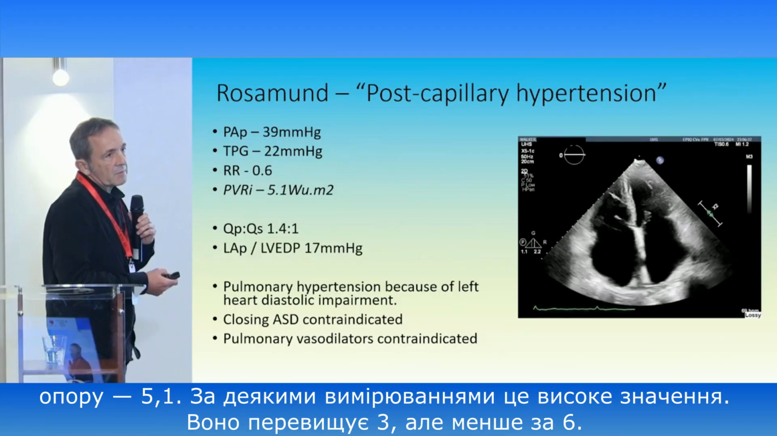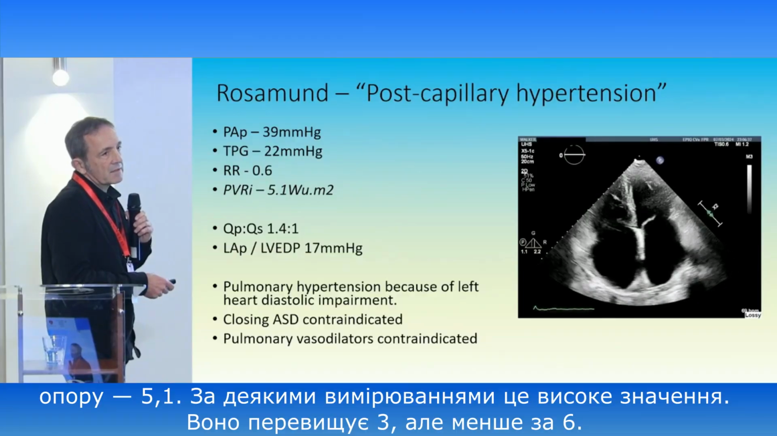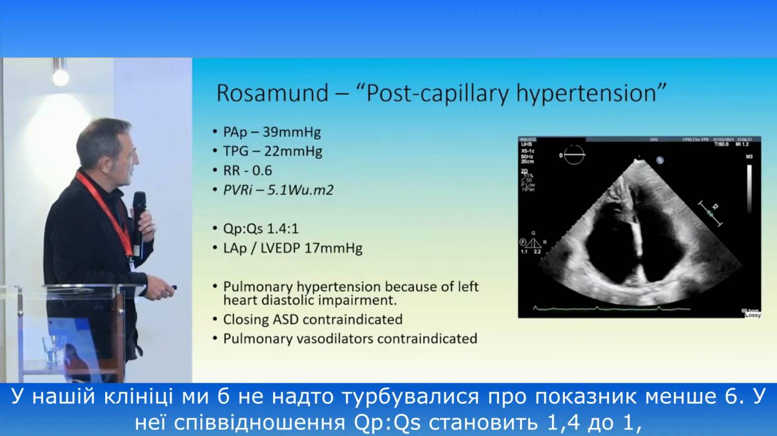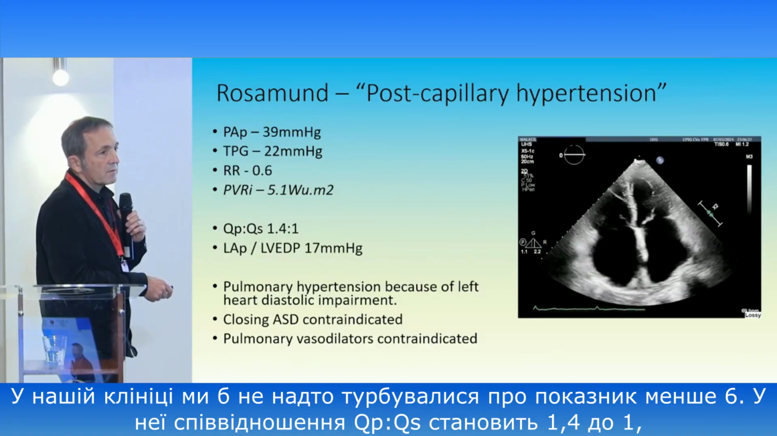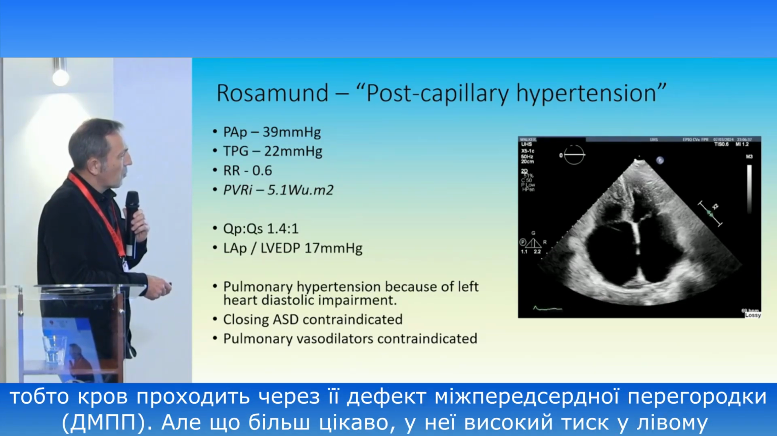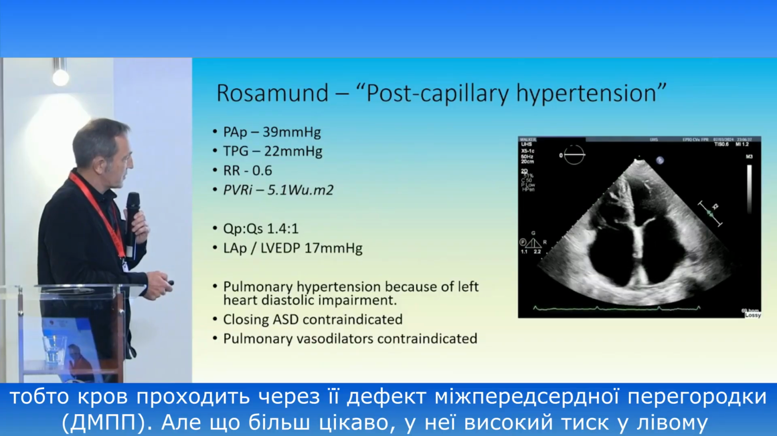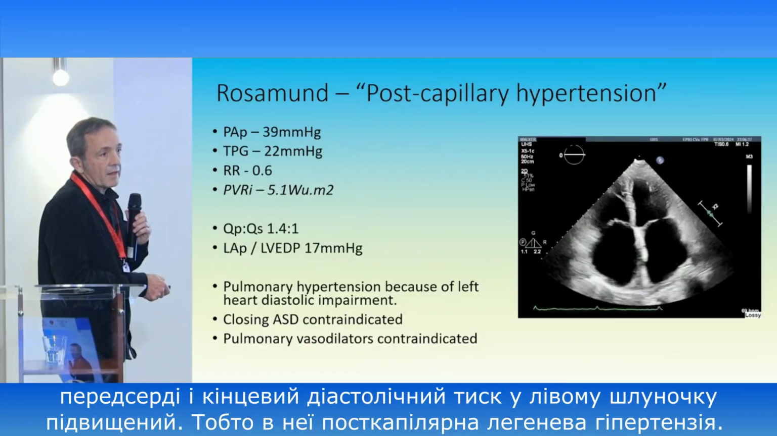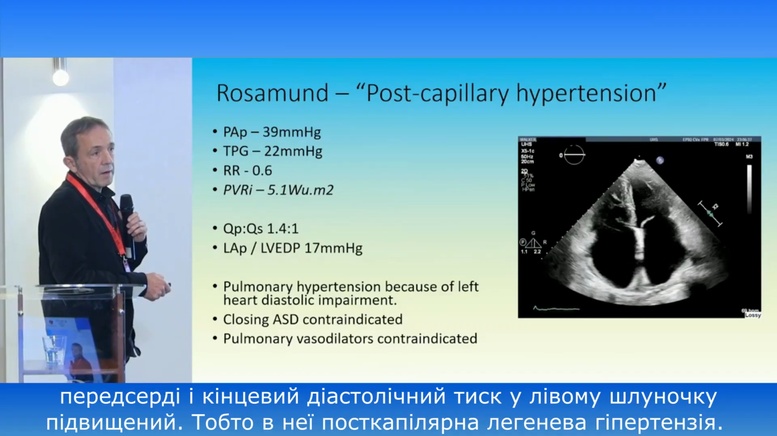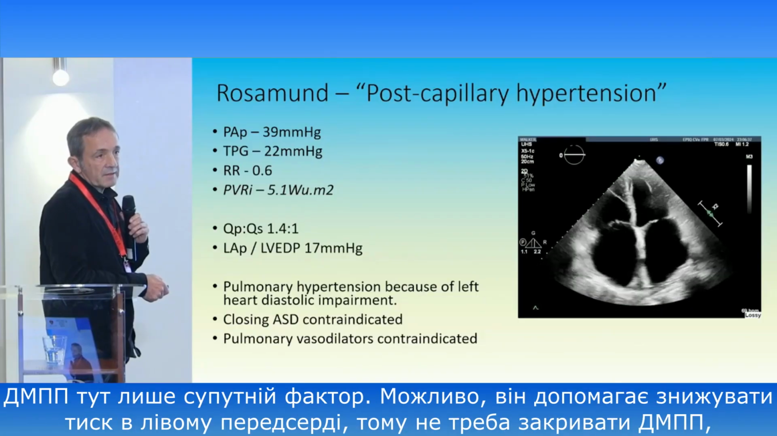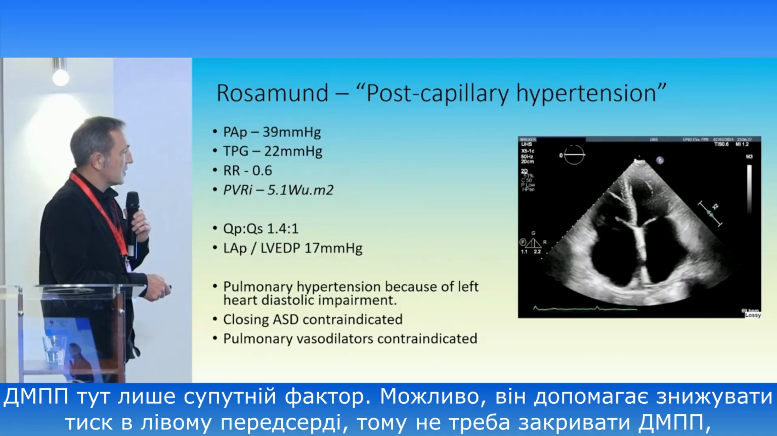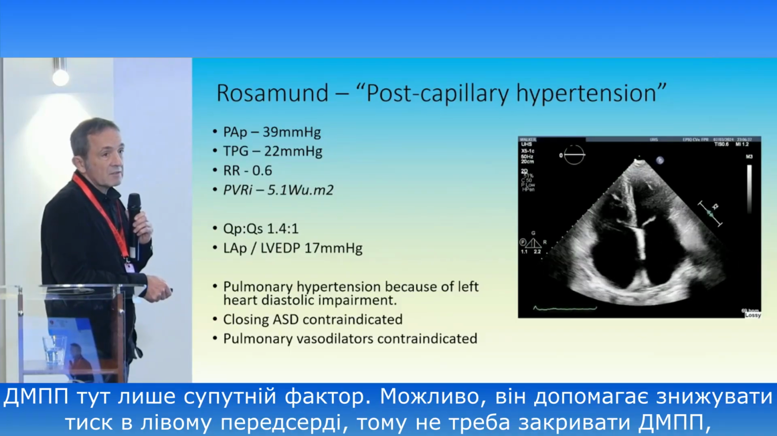Now, on some measurements, that is high. It's over 3, but it's under 6. And at our institution, we wouldn't worry too much about under 6. She's got a QPQS of 1.4 to 1. So she has got flow through her ASD. And the more interesting thing is she's got high pressures in the left atrium, and the end diastolic pressure in the left ventricle is elevated. So she's got post-capillary pulmonary hypertension. The ASD is a bystander. It's probably blowing off the left atrium and keeping the pressure down. So she has got pulmonary hypertension, but it's secondary to left heart disease.